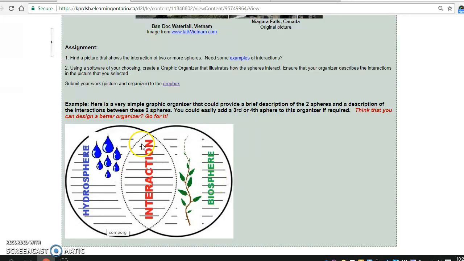And then in the middle here I've got what's the interaction that's taking place? How are these two spheres interacting? What are the effects of that? Okay, so your picture and your description of what's going on with those spheres is all to be posted in the Dropbox. So the second activity involves a discussion. The third activity involves posting to the Dropbox itself. Okay, if you have any questions or concerns, please don't hesitate to contact me.